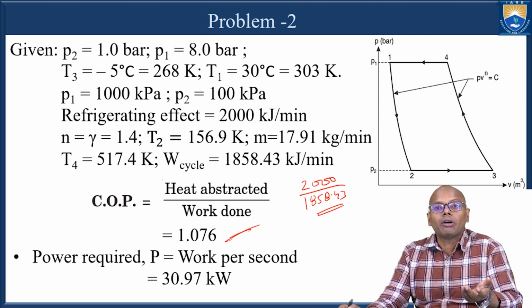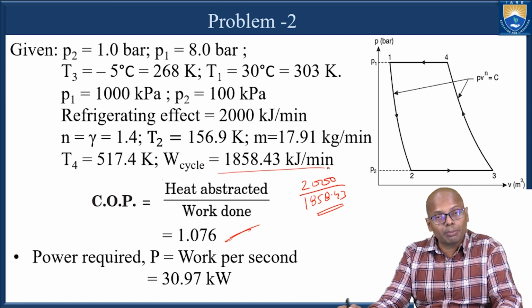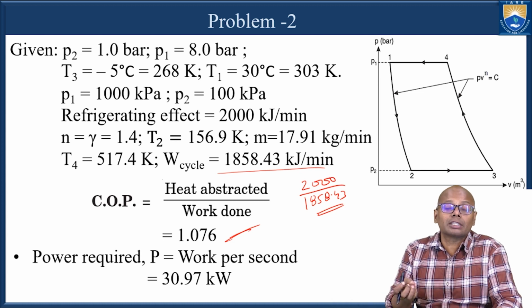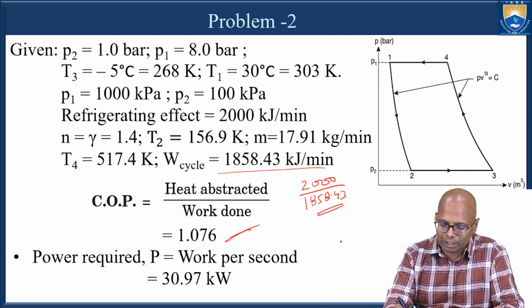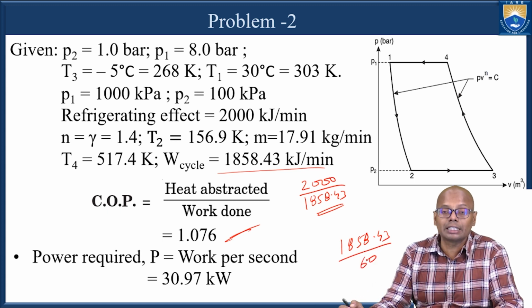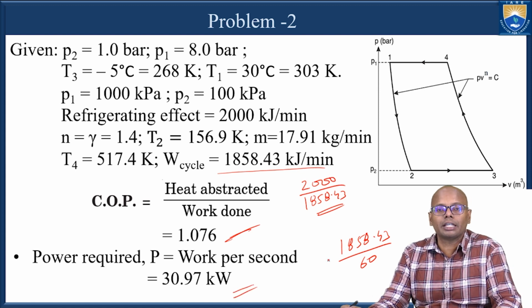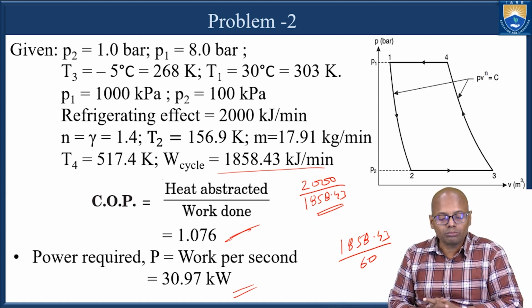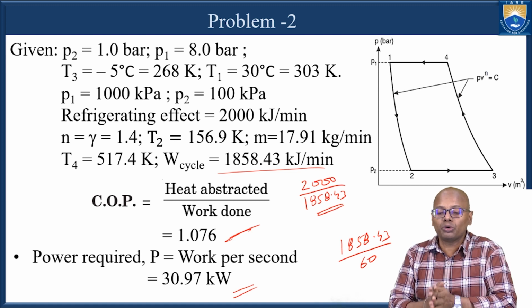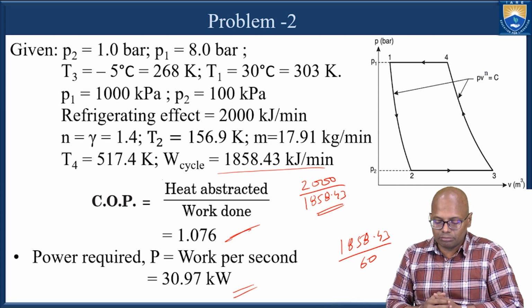Now what is the power required? I know the work supplied per minute. If I know the work supplied per second, I can find out the power. So how to find that? 1858.5343 divided by 60, because 1 minute is equal to 60 seconds. If I divide that by 60, I will get 30.97 kilowatt power. So this is the power required for producing this refrigeration effect. So this is the end of the problem.